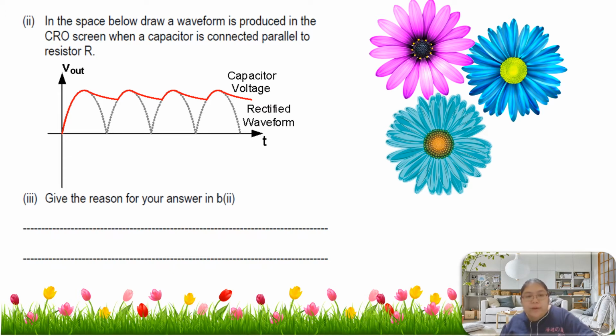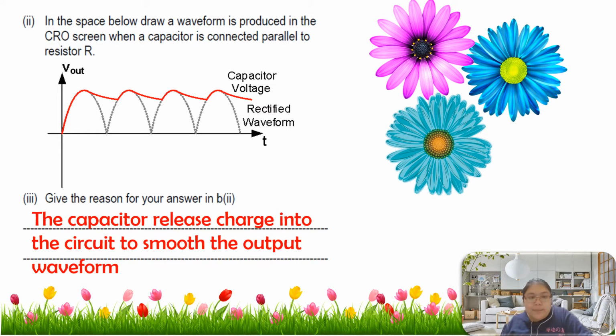Okay, give the reason for your answer. B2, why do you draw the smoothing? So from here you must say about the function of the capacitor. Okay, let's see, the function of the capacitor is to make it become smooth. The capacitor releases the charge into the circuit. Release the charge to what? To the circuit, for what? To smooth the output waveform. So that's why it can produce the result as in the diagram.